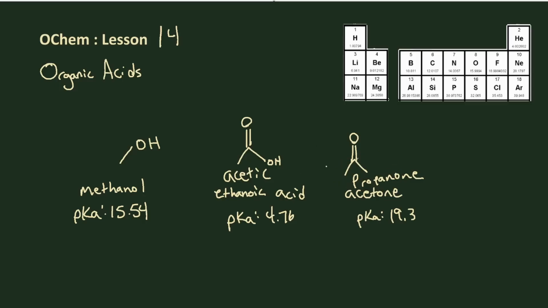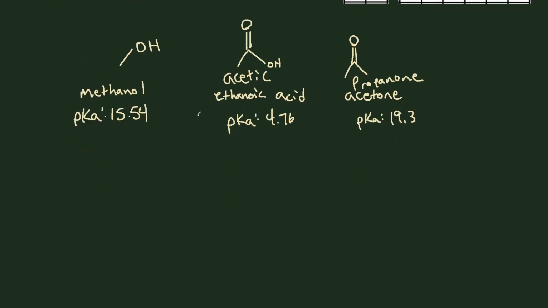I'm dating myself here. 3 carbons, propanone, i.e. acetone, has the weakest acidity of these three with a pKa of 19.3. So let's look at why that might be. We're going to need to take a look at the conjugate base to understand it a little bit.